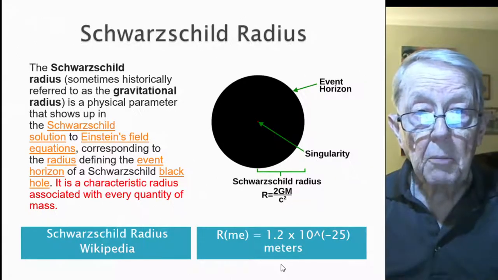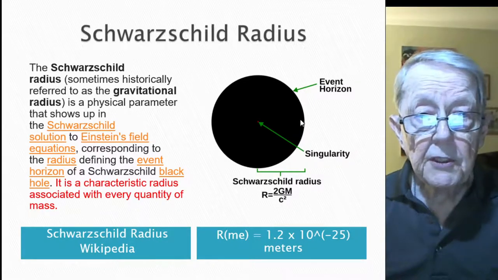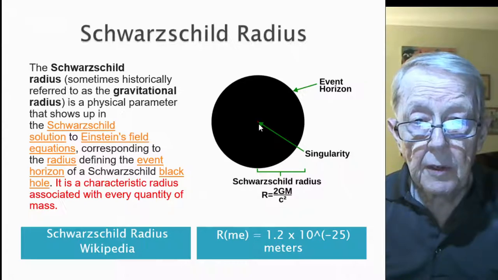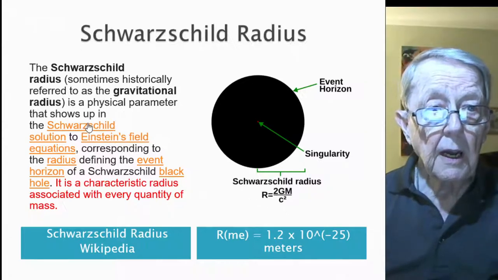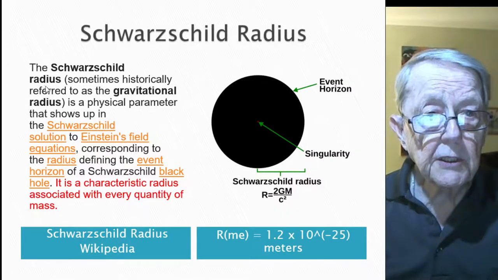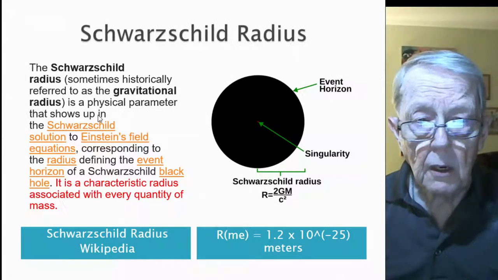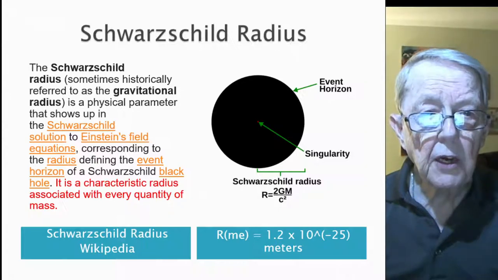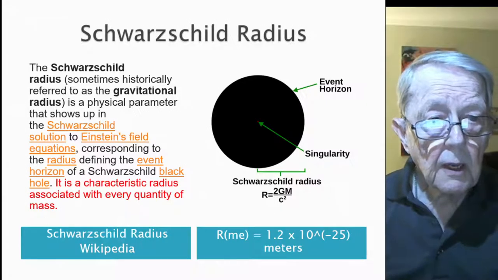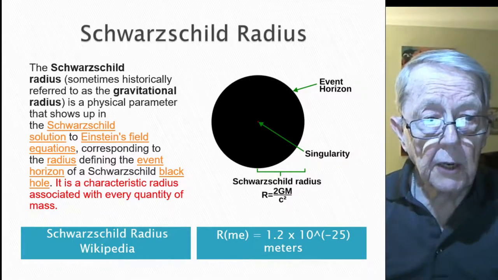Well, there's a thing about black holes called the Schwarzschild radius. The radius is right here from the singularity out to the event horizon. And Schwarzschild developed this equation. This radius is sometimes referred to as the gravitational radius. It's a physical parameter. This is physical, that shows up in the Schwarzschild solution to Einstein's field equation, corresponding to the radius defining the event horizon of a Schwarzschild black hole.